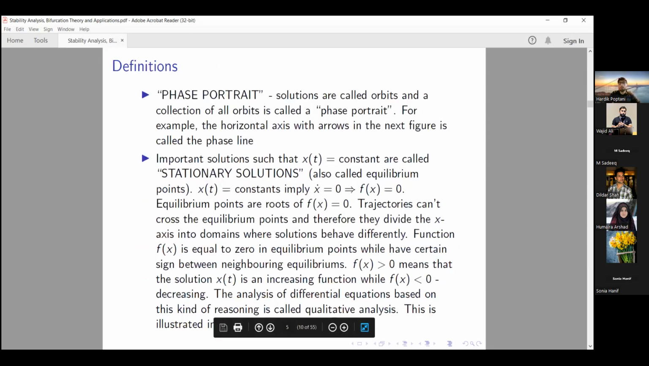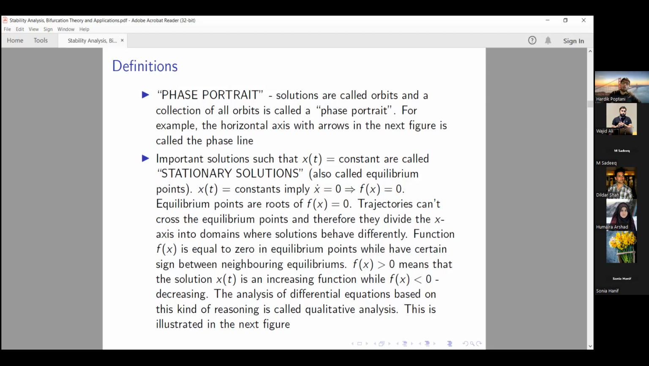So now we will look at a few definitions. Therefore, we will look at what a phase portrait is. Solutions are called orbits, and a collection of all such orbits is known as a phase portrait. For example, the horizontal axis with arrows, which we will see in the next figure, is called the phase line. Now, important solutions where x of t is just a constant are known as stationary solutions, which are also known as equilibrium points.